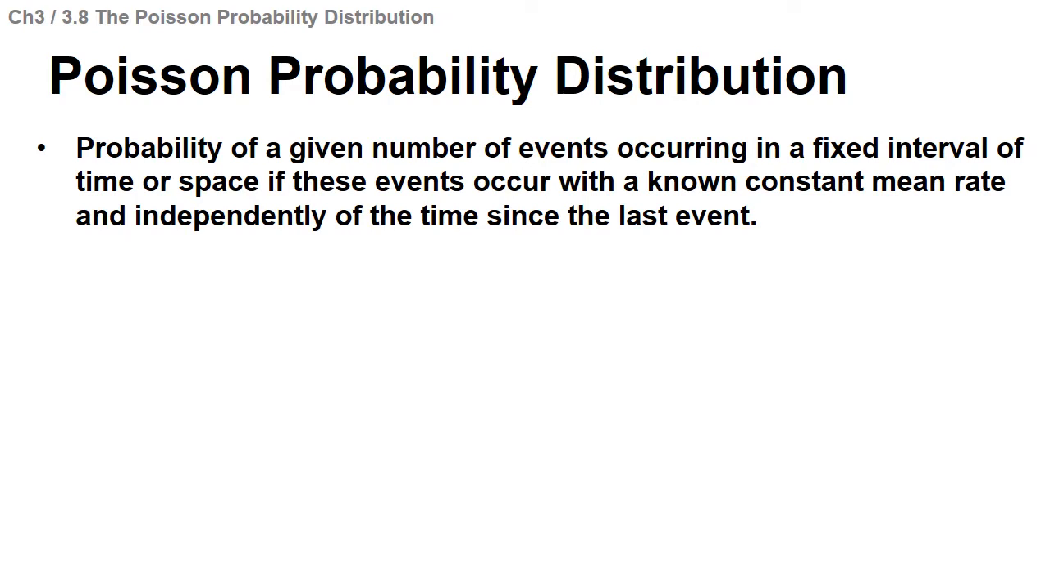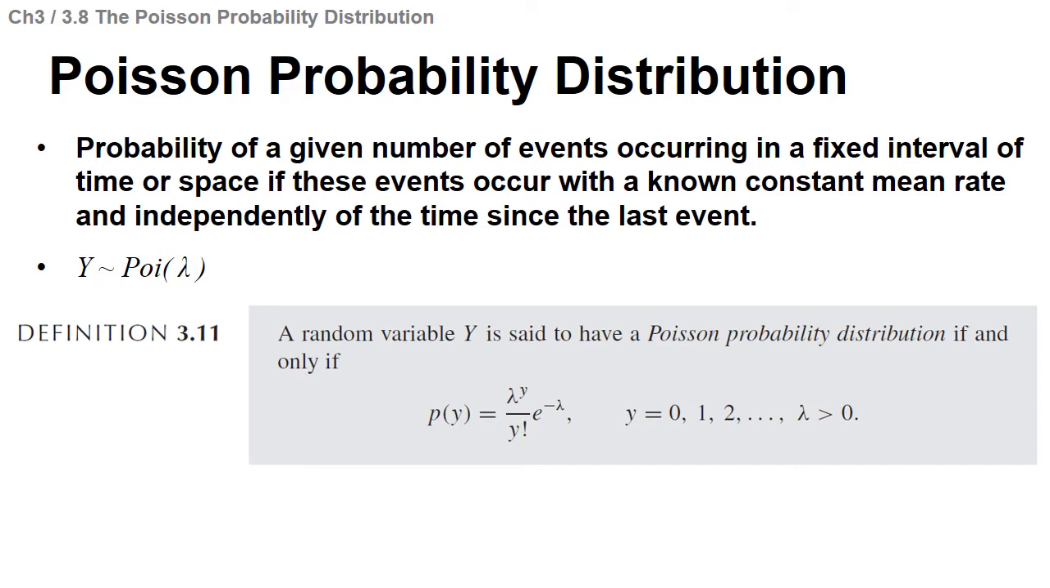The examples of the Poisson distribution would be the number of typos in a textbook, or the number of deaths from a disease, or something like that. If the random variable Y follows a Poisson distribution, we describe it as Y follows Poisson with parameter lambda, which is the mean rate. And a random variable Y is said to have a Poisson probability distribution if and only if the probability of Y is this one.